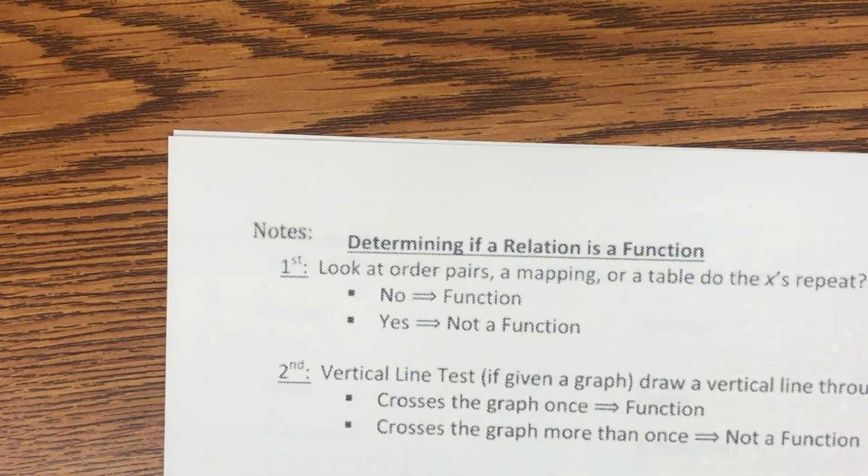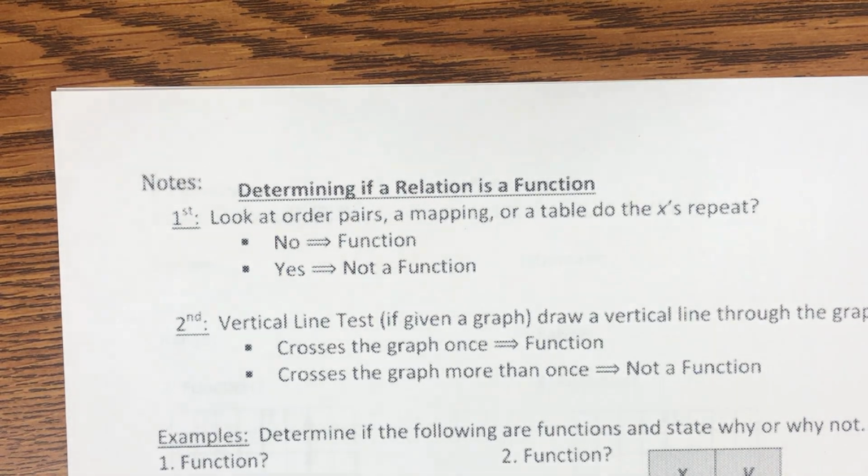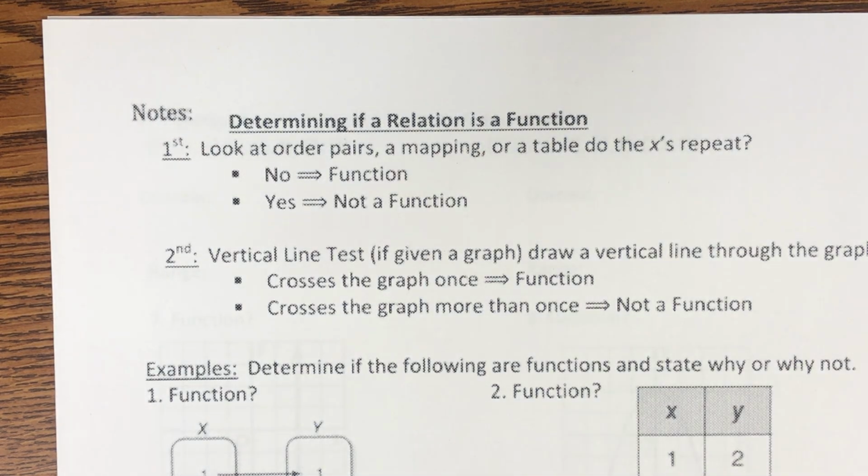So determining if a relation is a function. When we look at the ordered pairs, or the mapping, or the tables, do the x's repeat? So if we see more than one x, it is typically not going to be a function. If there's only one x value, yes, it will be a function. Graphically, we'll do what we call the vertical line test. We will look at the entire graph and we draw a vertical line through it at any spot. If that vertical line only crosses once, it is a function. If it crosses more than once, it is not a function.